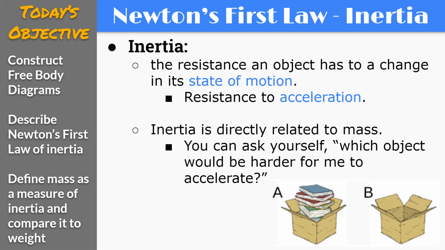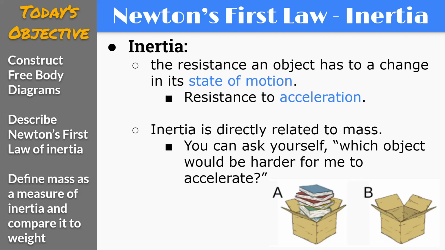Inertia is the resistance an object has to a change in its state of motion. A state of motion is going to refer to your velocity, so how fast you're going and which way you're going. And so if you have a change in how fast you're going or a change in which way you're going, that change means that you have acceleration happening. Okay, so we could also summarize it more succinctly by calling inertia resistance to acceleration, because that's really what it is. It's resistance to changes in the state of motion, which means it's resistance to acceleration.